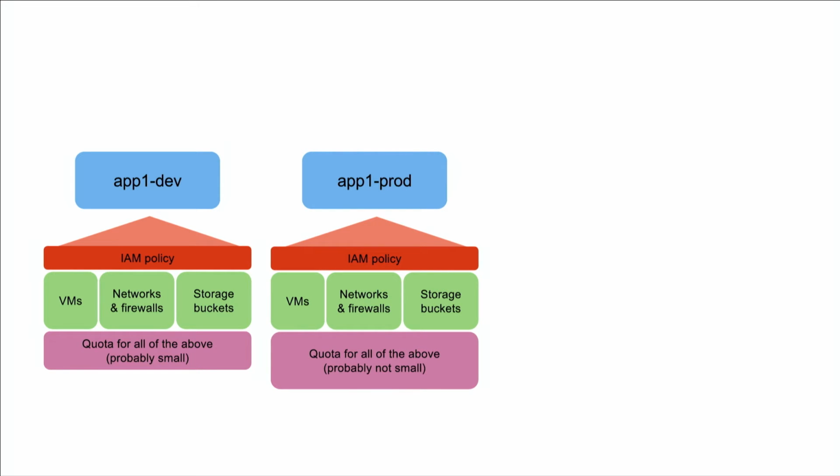Same application, but production may have an identical IAM policy. It may be different, but it's going to have the same topology, right? The infrastructure topology that you define with Terraform will be identical. The quota is probably going to be bigger. So you'll have an attached quota that allows you to create more VMs, provision more cores, more disks, whatever your application needs.